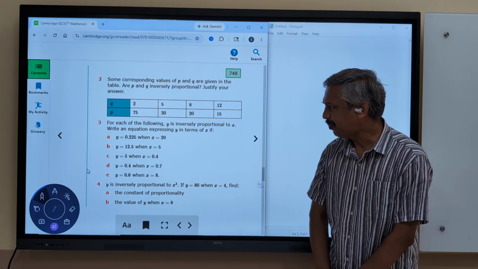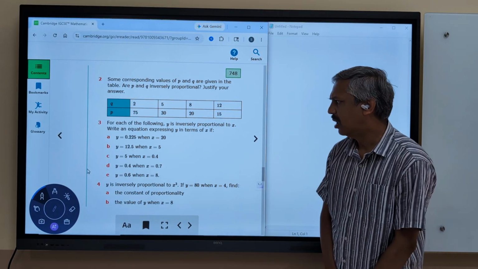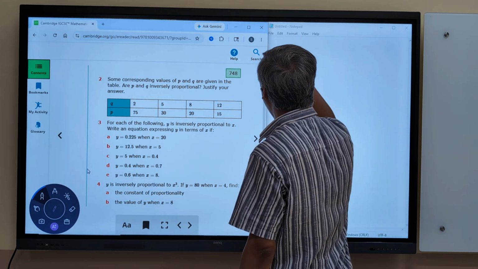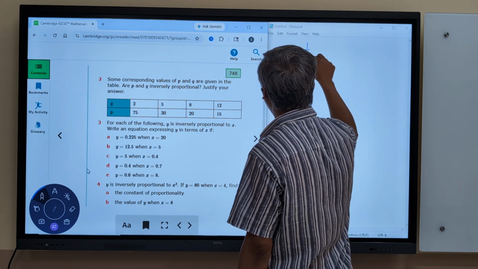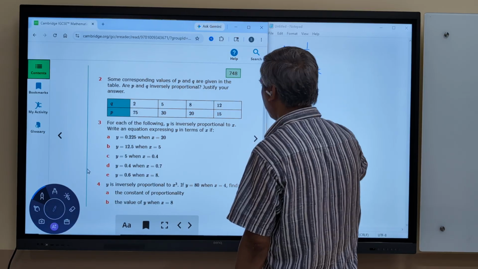Question number 3, for the following, y is inversely proportional to x. So if y is inversely proportional to x, that means y into x is equal to constant.